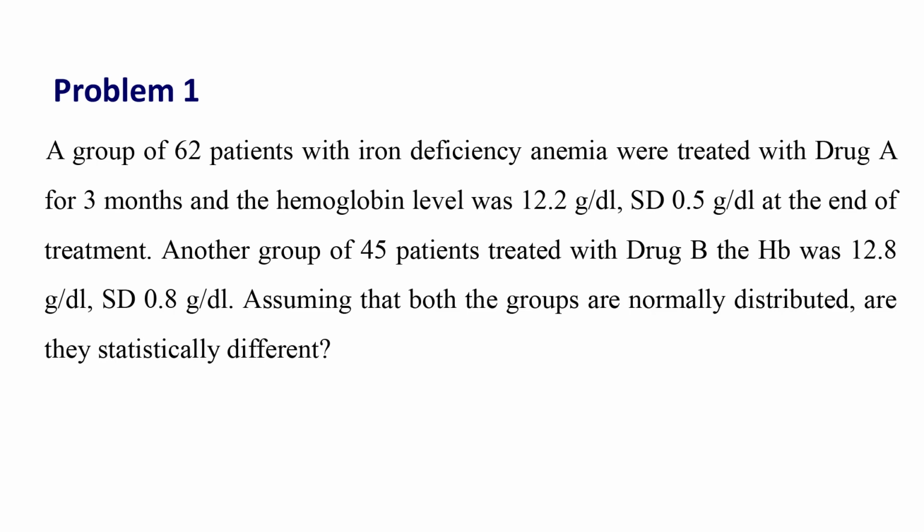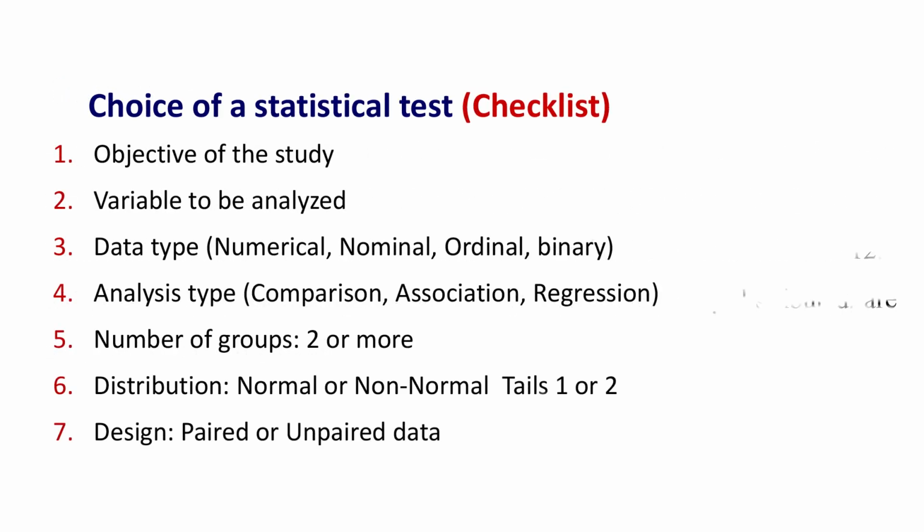So that's why we have to apply the statistical test. What they have given here is that both groups are normally distributed. So here the distribution has already been given to you. You need not check the distribution again. Now, as I have told you, we have to go back to the checklist. So first is the objective of the study. Here the objective is clear, that drug A needs to be compared with drug B.